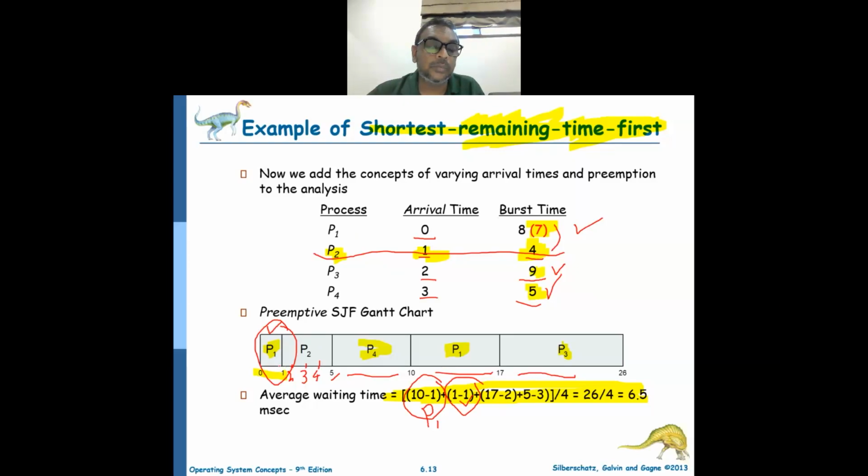Habis dekat 1. Another time P1 masuk ialah 9 seconds later. So tadi dia habis dekat 1. And then dia restart balik at 10. So 9 seconds later. So that's why P1, that is why 10 minus 1.